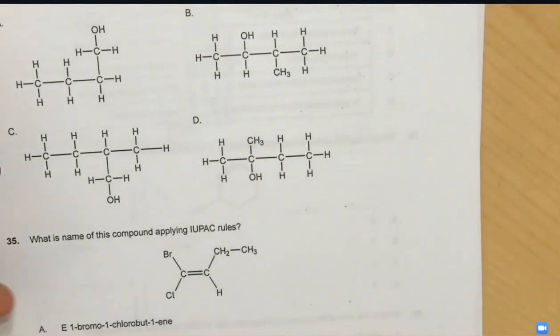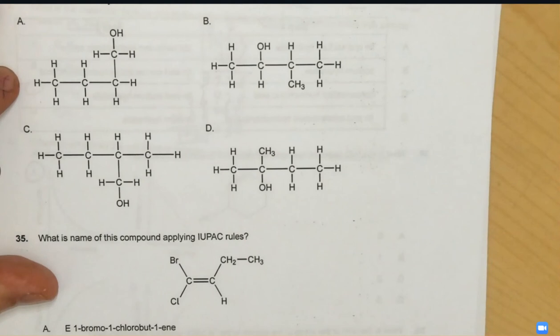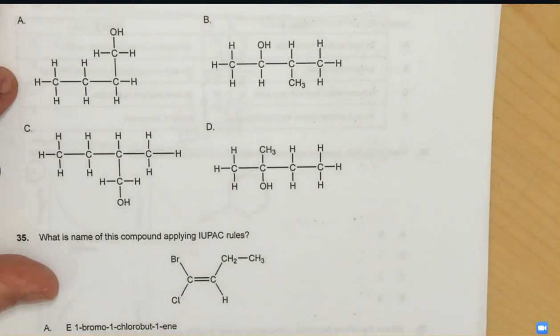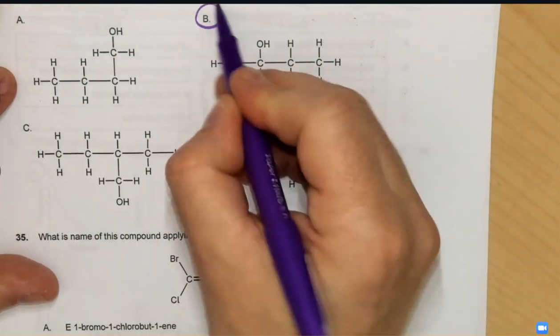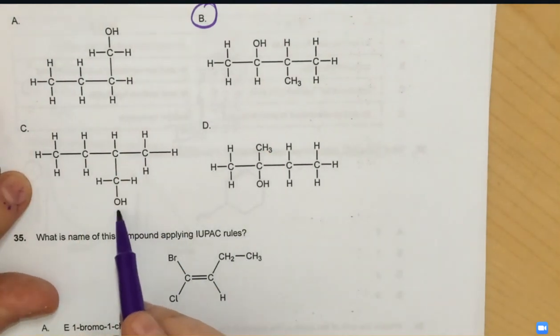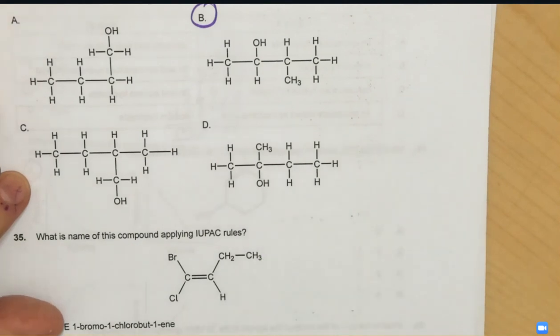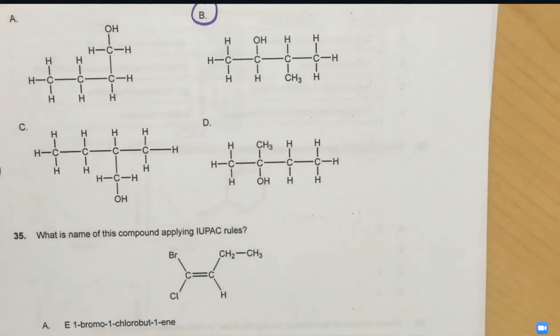Which is a secondary alcohol? In order to be secondary, the carbon that is bonded to the hydroxyl group has to itself be bonded to two other carbons, so B. A is a primary alcohol. C is also primary, and D is tertiary.